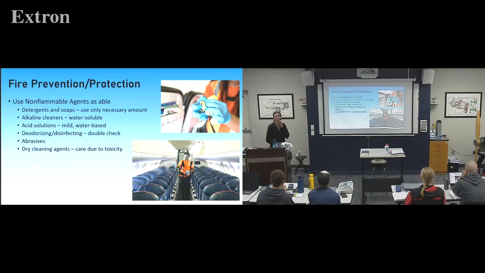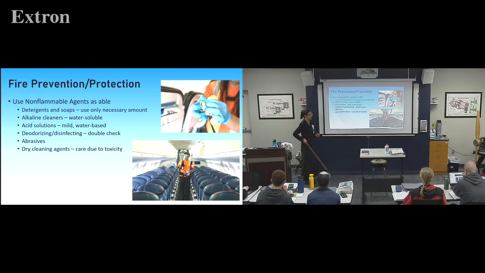So, with all these chemicals and things, you need to keep in mind fire prevention, fire protection. Protecting ourselves from fire, not protecting the fire. So, detergents and soaps, not going to be flammable. However, only use a necessary amount.